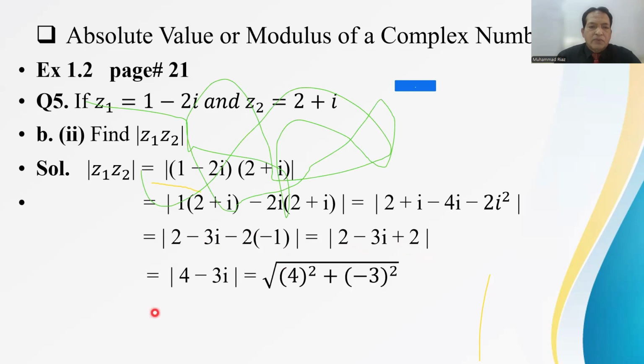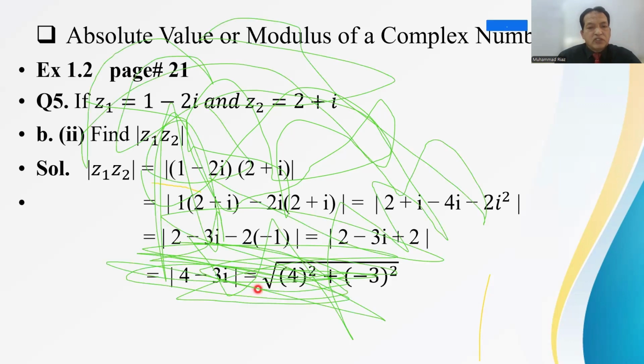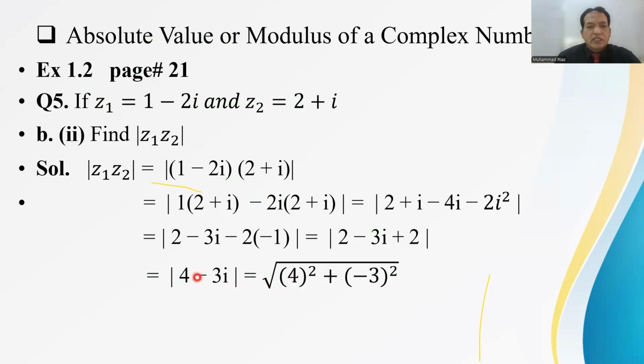And the complex number becomes 4 minus 3 iota, and we take the absolute value. Now students, the absolute value function formula is applied: under root, the square of the real part, 4 square, plus the square of the imaginary part, minus 3 whole square.